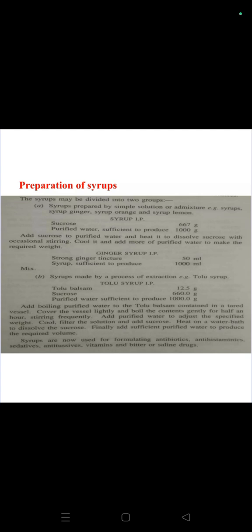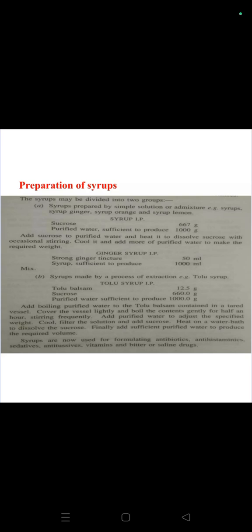Example, tolu syrup. Tolu syrup preparation: tolu balsam and sucrose, purified water sufficient to produce. Add boiling purified water to the tolu balsam contained in a tared vessel. Cover the vessel lightly and boil the contents gently for half an hour, stirring frequently. Add purified water to adjust the specified weight. Cool, filter the solution and add sucrose. Heat on a water bath to dissolve the sucrose. Finally, add sufficient purified water to produce the required volume.